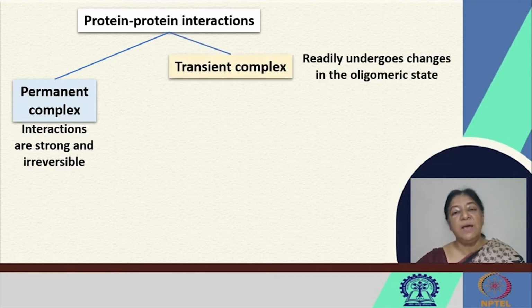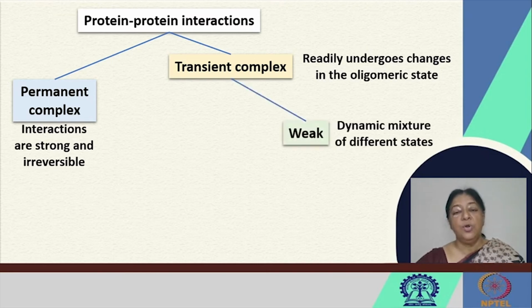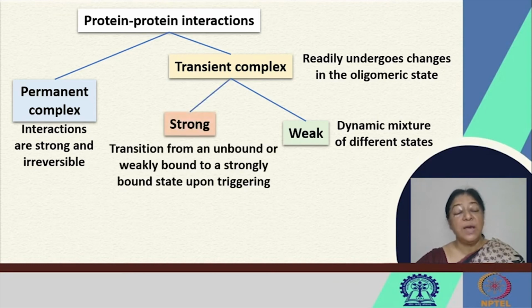On the other hand, we could have what is called a transient complex, where there is a specific change in the oligomeric state of the protein, or it could just interact for the specific process or interaction or reaction to occur. These can be of the weak type, where we could have a dynamic mixture of different states, or we could have a strong type where there is a transition from an unbound or a weakly bound to a strongly bound state upon triggering. That could be the binding of a small molecule, a metal, or a cofactor that is going to trigger a specific reaction that requires a protein-protein complex to be formed.